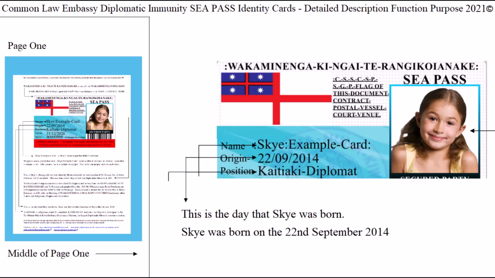This is the day that Sky was born. Sky was born on the 22nd of September, and that date is recorded on the card. This is the day that the card bearer was born. The card bearer has that date on the card as part of the record of their existence.